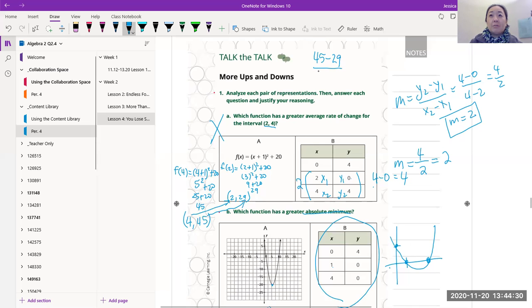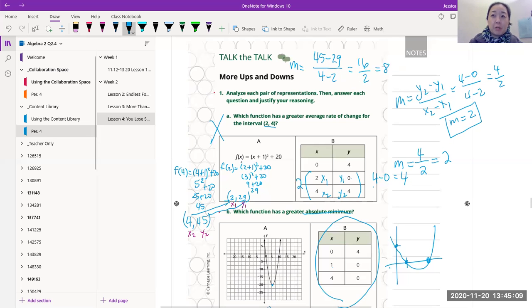So 4 minus 2. And again, if what I just did confuses you, just label one point x1, y1, and the other one x2, y2. Okay. So right now, the way I've set it up is going to be x2, y2. This is x1, y1. Okay. And we're going to just simplify that guy. So m is equal to 45 minus 29, which is going to be 16, and then this is going to be 2, which is going to be 8. So here the slope is going to be 8.